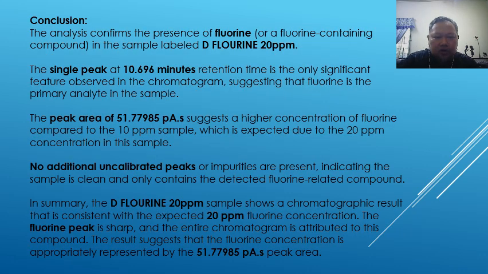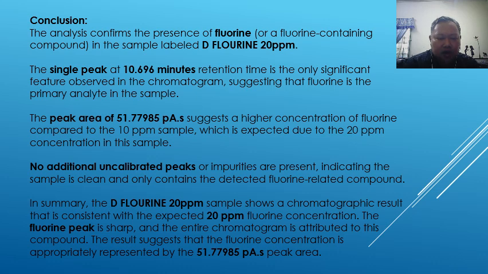Okay, next, conclusion for defluorine 20 ppm. The analysis confirms the presence of fluorine or a fluorine-containing compound in the sample labeled defluorine 20 ppm. The single peak at 10.696 minutes detention time is the only significant feature observed in the chromatogram, suggesting the fluorine is the primary analyte in the sample. The peak area of 51.77985 pA suggests a higher concentration of fluorine compared to the 10 ppm sample, which is expected due to the 20 ppm concentration in the sample.